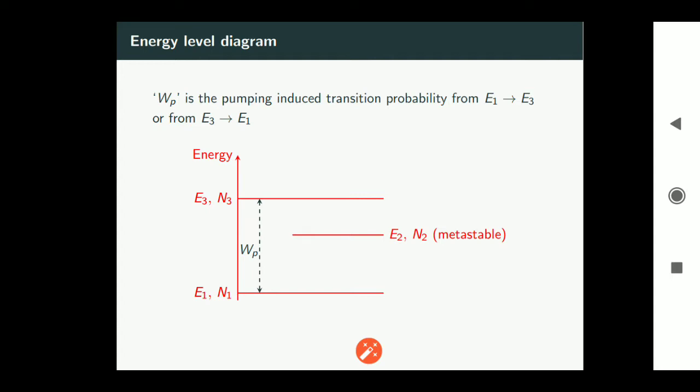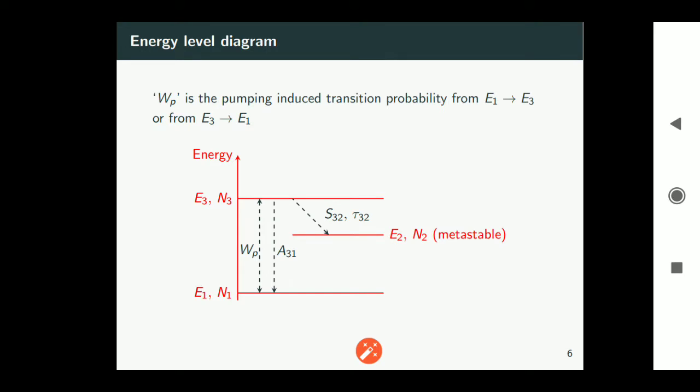So in addition to that, there is one more transition which can take place from E3 to E1, which is spontaneous emission, and that transition from E3 to E1, A31, which is shown next to the transition, is actually a spontaneous transition probability.